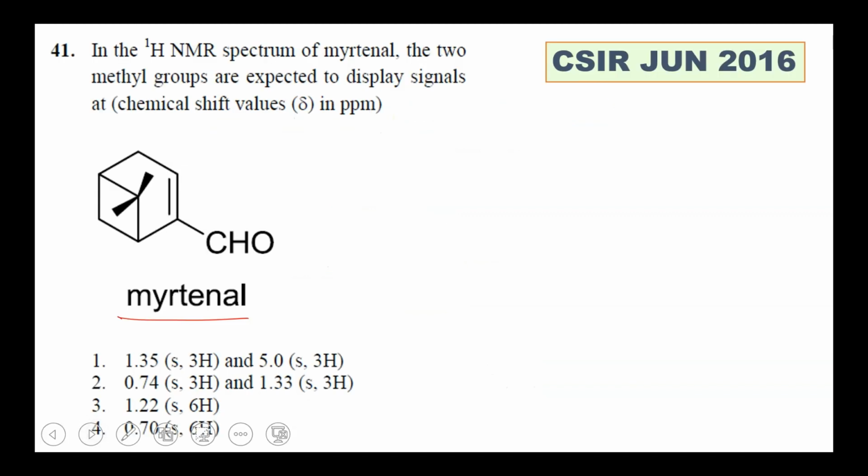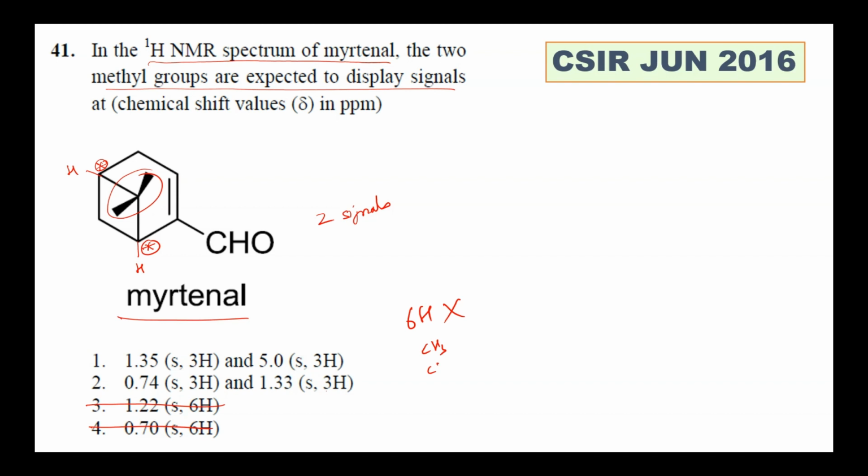Now the proton NMR spectrum of methanol, the two methyl groups are expected to display signals. This is a very tricky problem. You will think that they are the same, but since I have a chiral carbon, what did I mention already? If you have a chiral carbon, all the geminal groups will become chemically non-equivalent. They'll give you two signals. Option 3 is wrong. Option 4 is wrong because it's showing that 6 hydrogens are equivalent. That is wrong, because both the CH3 are chemically non-equivalent. They are attached to a carbon which is chiral in nature. Whenever I have a chiral carbon, there'll be no symmetry element, so they become chemically non-equivalent.